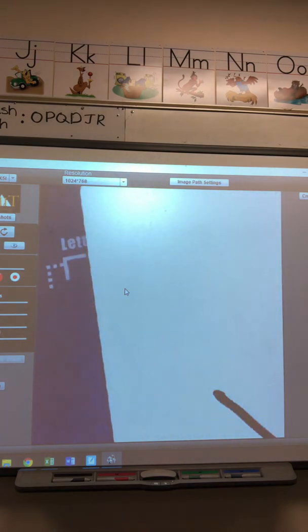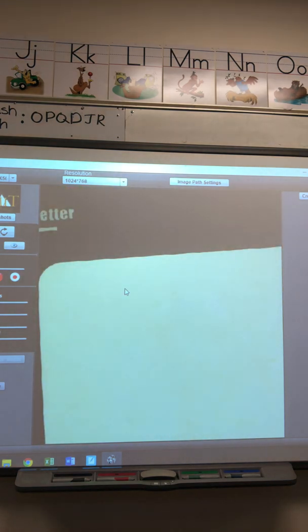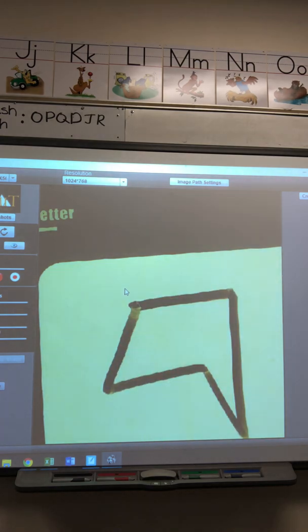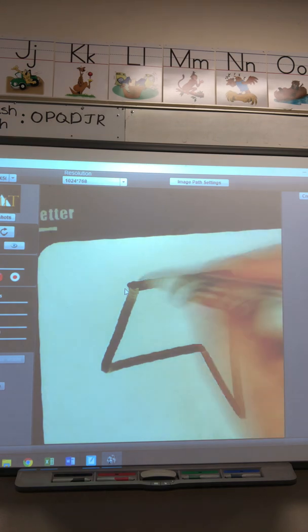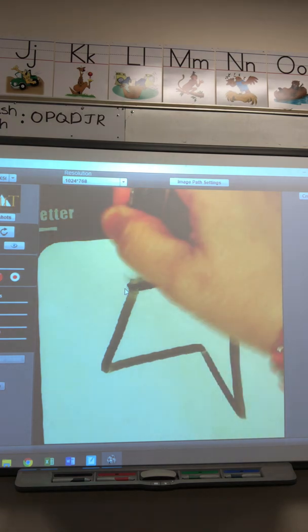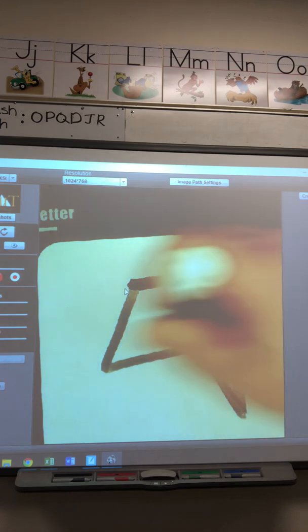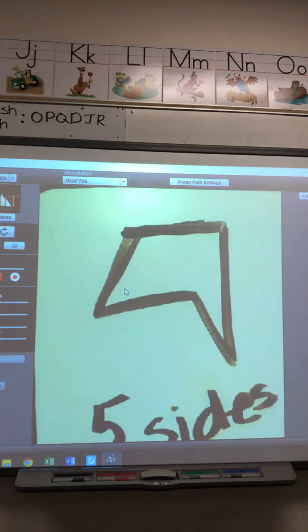Let me move this. Okay, if we have this, we want to know the attributes of this shape. How many sides? All right, let's look. There's 1, 2, 3, 4, 5. Okay, that's 5 sides. All right, 5 sides. Now, how many angles?